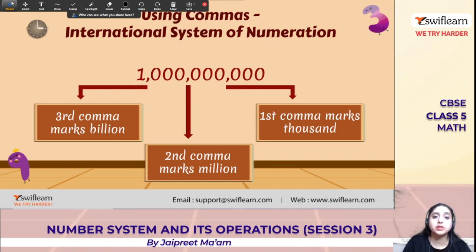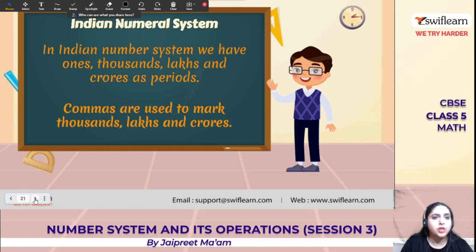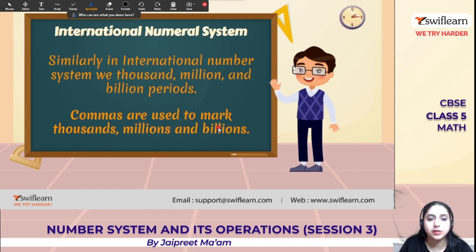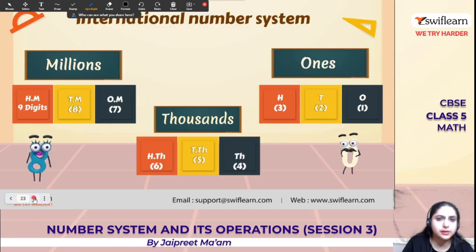That means we have to insert commas after every 3 digits. Let's compare. In the Indian numeral system we have ones, thousand, lakhs and crores as periods. Commas are used to mark thousand, lakhs and crores after the unit period. Now in the international number system, what's the difference? Similarly, in the international system we have thousand, million and billion periods. Commas are used to mark thousands, millions and billions. So no lakh and no crore. We have million and we have billions. This is the difference.